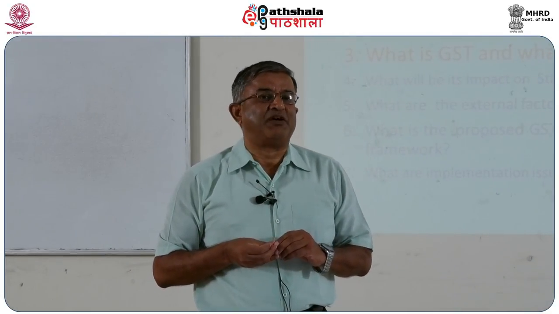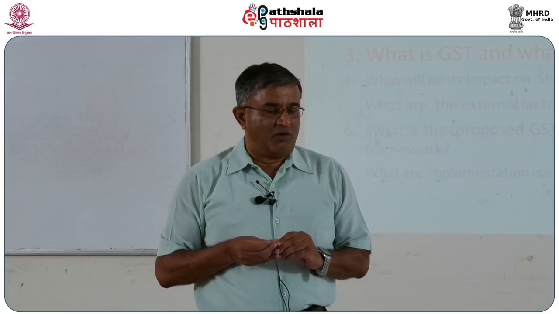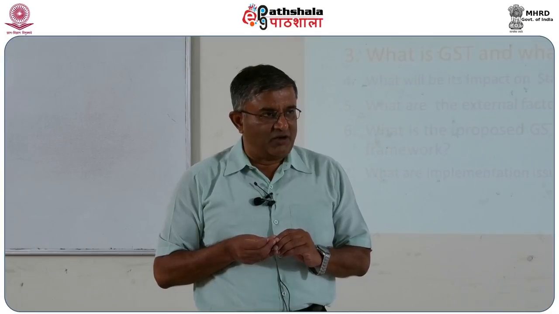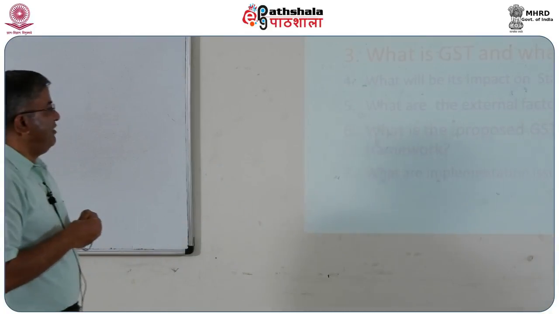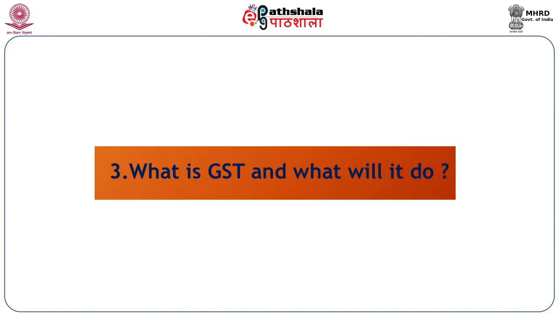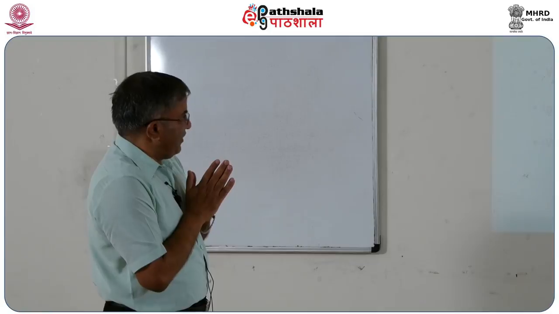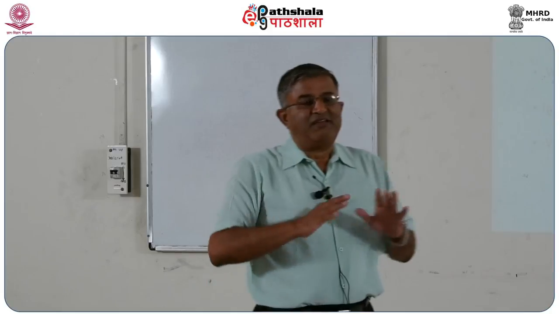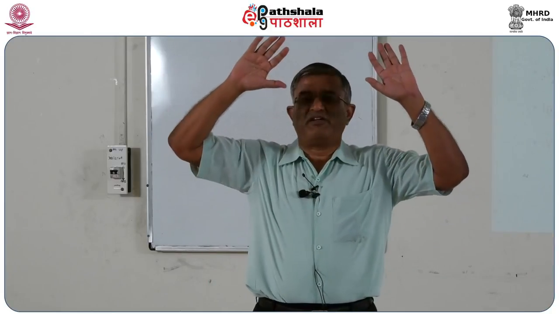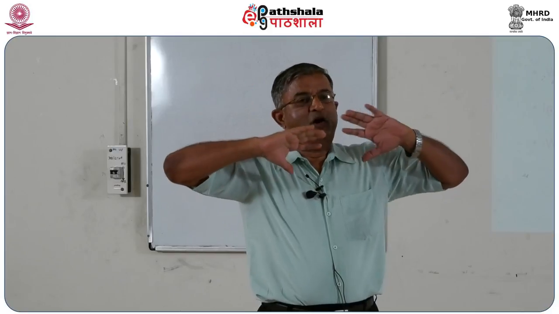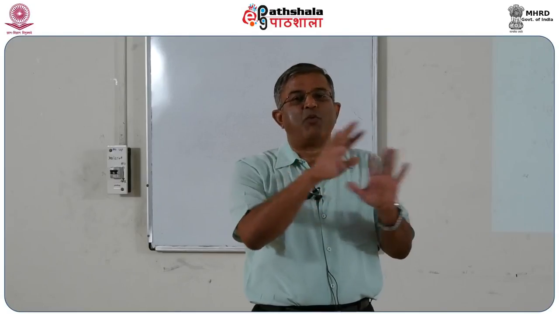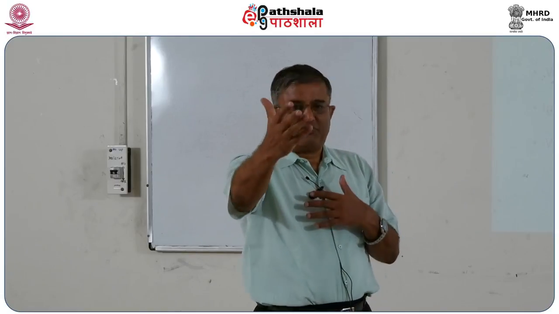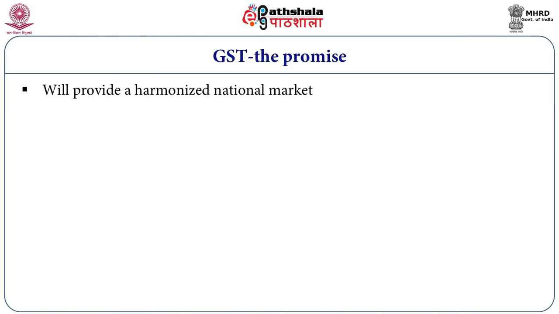First is tax expenditure, then lack of competitiveness, roadblocks on the roads, the economy is not dynamic, and corruption in the collection. This is the reason why they said we will now put in goods and service tax. Now we'll come to what is GST and what it will do. First, this is the promise of GST. They say we will give you a harmonized national market. That means all states, 29 states and 7 union territories, become one market. There will be no borders. Rate of tax will be the same across states. That is the promise. And if that is so, then there will be no cheating, no border control.